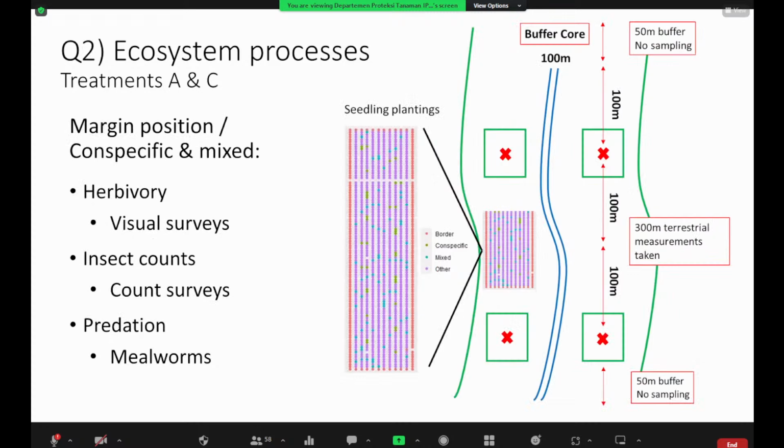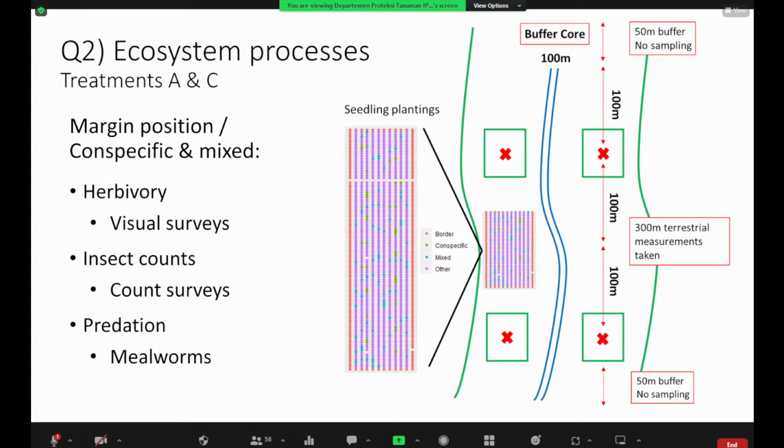Now, for my second question, I'm interested in seeing if the margin position or the planting configuration impacts those same ecosystem functions again. So I'm repeating these surveys, but one, I'm going to do it in the middle of the riparian buffer, repeat it on the river edge and then the oil palm edge.